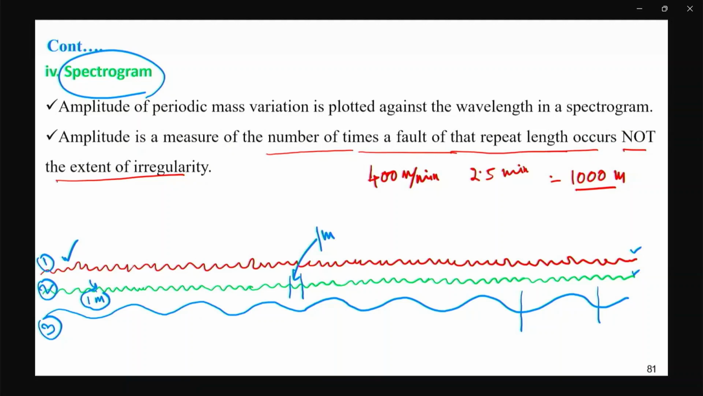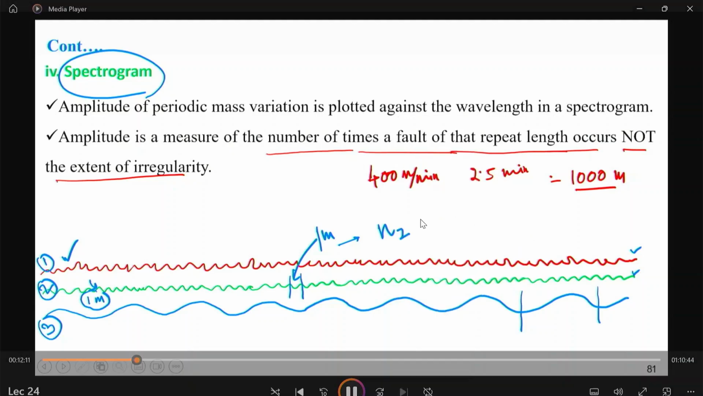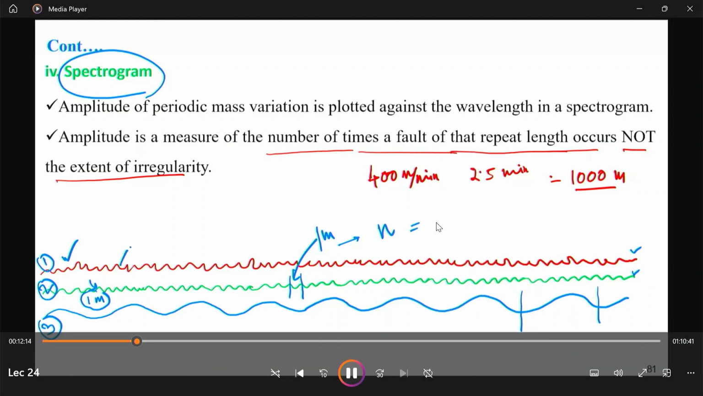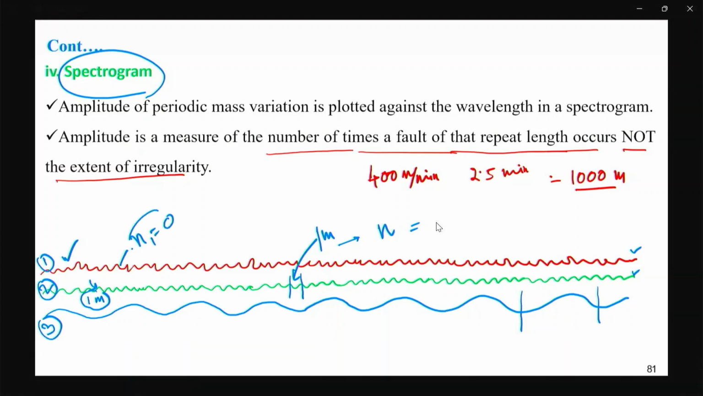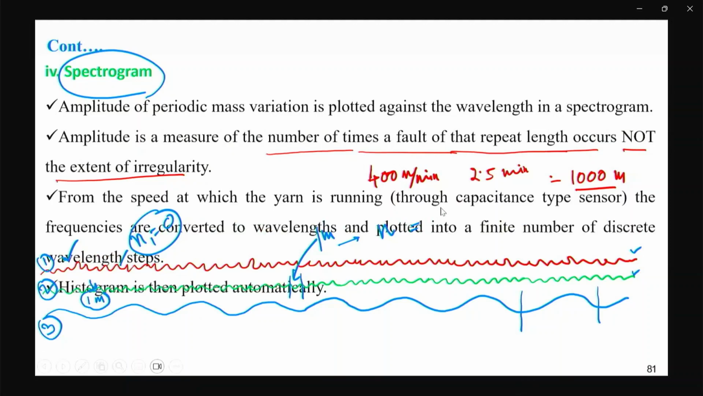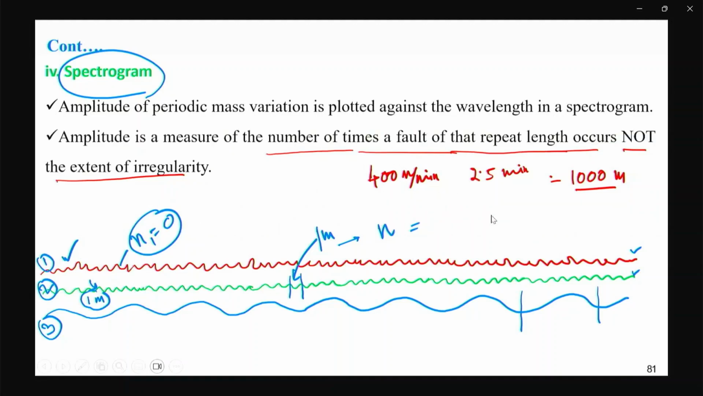So, if you see here, in 1000 meters, the number of times the fault is repeating. Let us say N2. N1 is 0 because for irregular there is no repeatability, so there is no repeat. But in case of the wavelength green color yarn, the number of repeats will be 1000 by 1, equal to 1000 times.